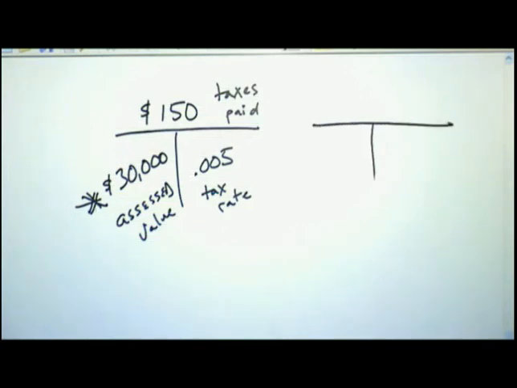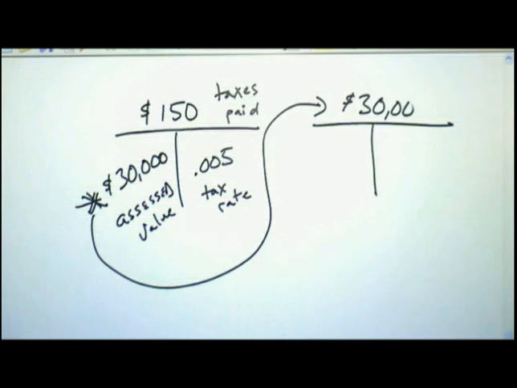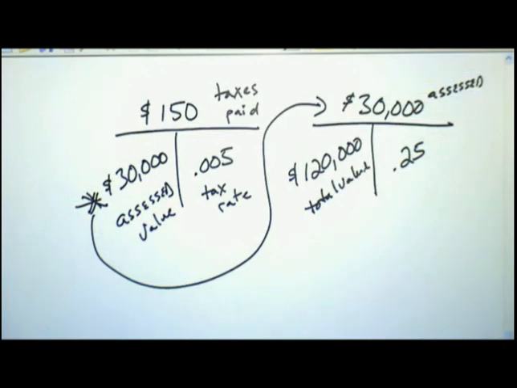So I need to do an additional T. The assessed value is one portion of my total value, which makes it the smaller number. So I'm going to put that on top, and we know the assessed value is 25% of the market value. So my assessment rate is 0.25. If I take the $30,000 assessed value and I divide it by the 0.25, I come up with a total value of $120,000, which answers my question.